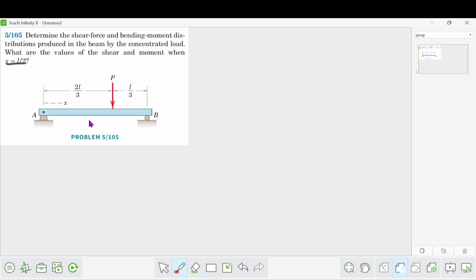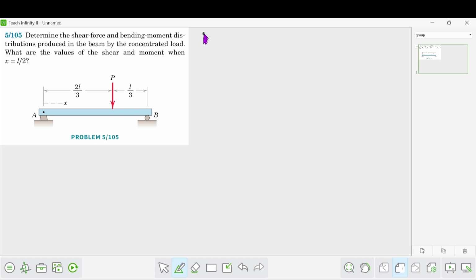This is a simply supported beam which is loaded at this point with load P. This distance is 2L divided by 3 and this distance is L divided by 3. At this position, when x is equal to L divided by 2, we have to find the shear force and moment.